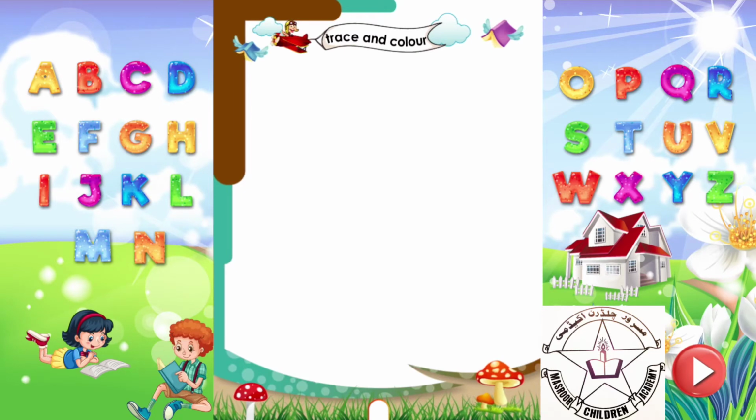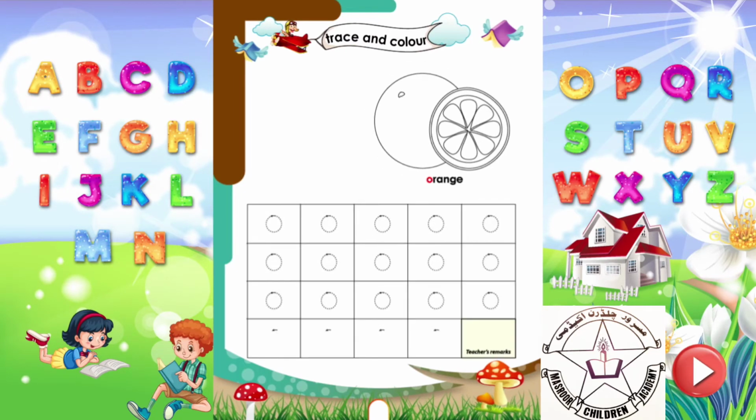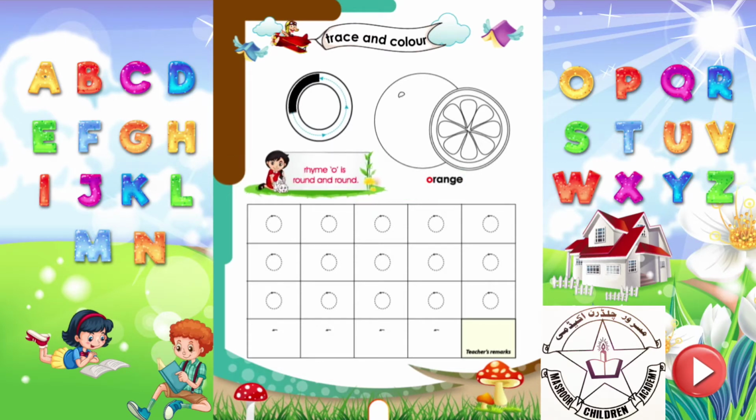Trace and color. Let's trace the letter O, which sounds O. Rhyme: O, O is round and round. Trace all the letters properly. Wow! Time to color the orange.